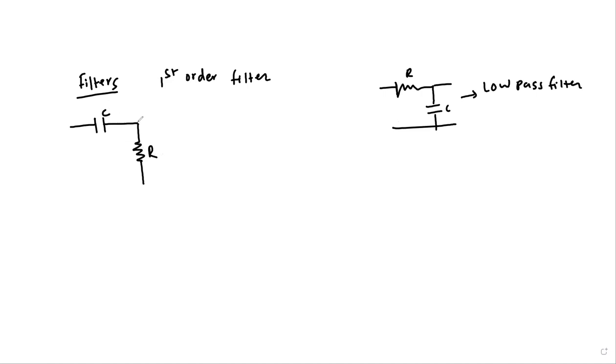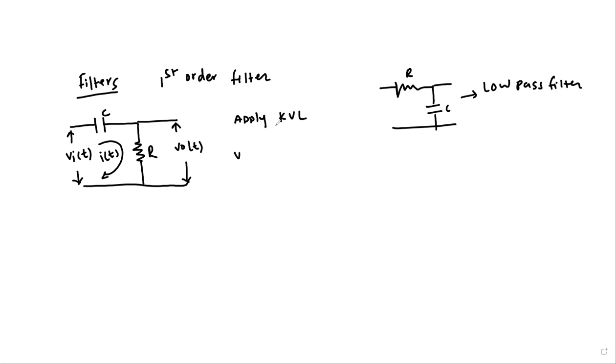So we have a capacitance and we have a resistance here. What we have is this input voltage Vi of t, and we develop output voltage across this resistance called Vo of t, obviously, and there is a current flowing through this network defined as I of t. So what we see here, we can apply KVL, that is Kirchhoff voltage law, to obtain the frequency response of this network.